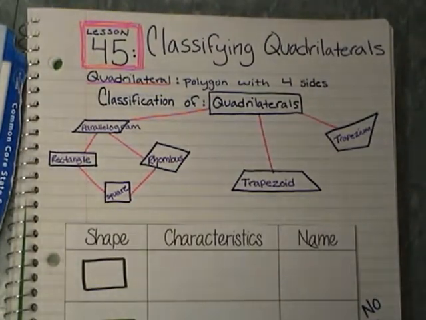Alright, so tonight's lesson is lesson 45, and we are classifying quadrilaterals. So go ahead and write down the definition of a quadrilateral, and it is a polygon with four sides. So there are all different types of shapes that have four sides, and I know right away you will think of a square or a rectangle, but we're going to learn about quite a few more shapes that have special names that are considered quadrilaterals.